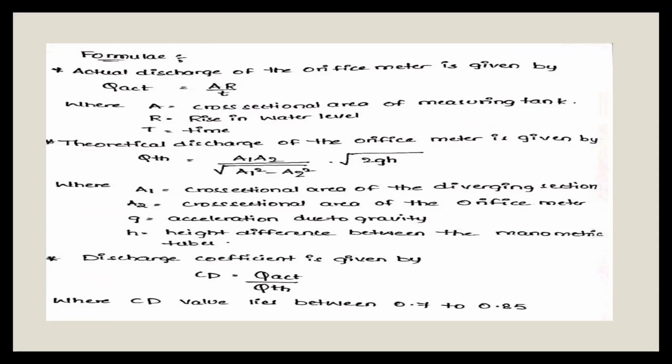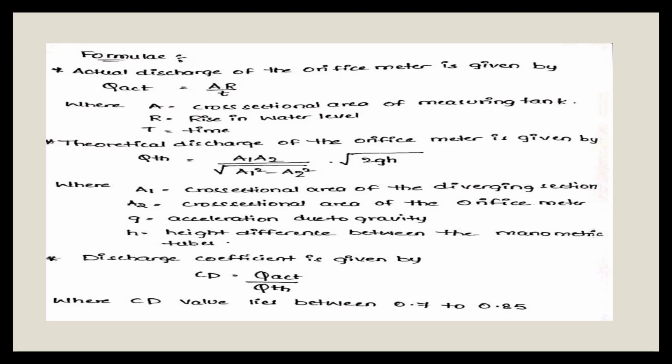Coming to the next one, the formula. Actual discharge of the orifice meter is given by Q actual is equal to A R by T, where A is the cross-sectional area of the measuring tank, R is the rising water level, and T is time.